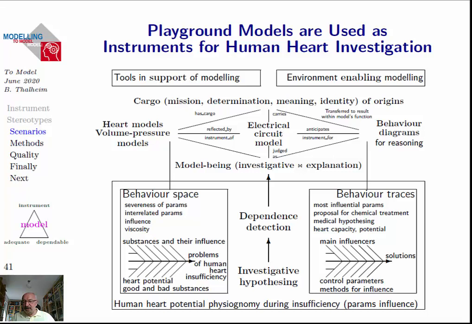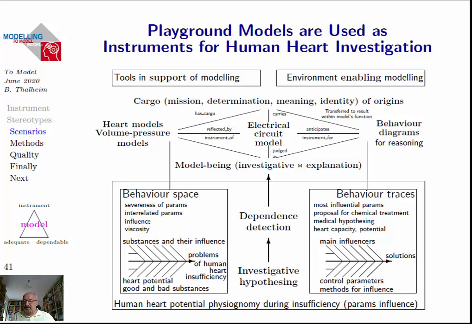In this case we are using as the origin already heart models and volume pressure models. And we would like to have at the end some kind of behavior diagram so that we can reason which substances, which parameters have which effect. That means we would like to have some kind of behavior traces that say these are the main influencers. We have, like we do use in synergetics, control parameters and slave parameters, and we would like to have methods for influencing the human heart capacity.